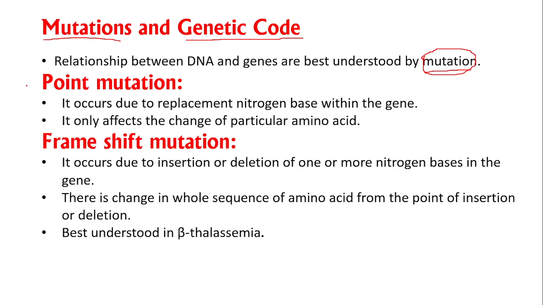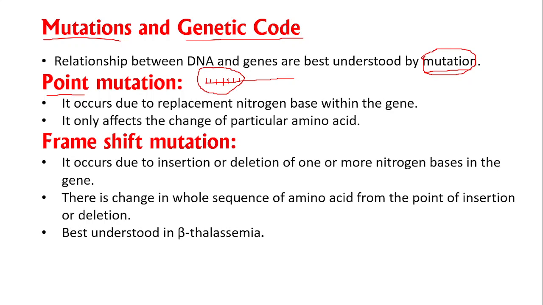In mutation, first of all, you can see point mutation and frame shift mutation. So what do you mean by point mutation? See, in the DNA, you can find several nitrogenous bases. At the same time, in the RNA also you can find several nitrogenous bases that will be present in a triplet form to make a codon. Is that clear?